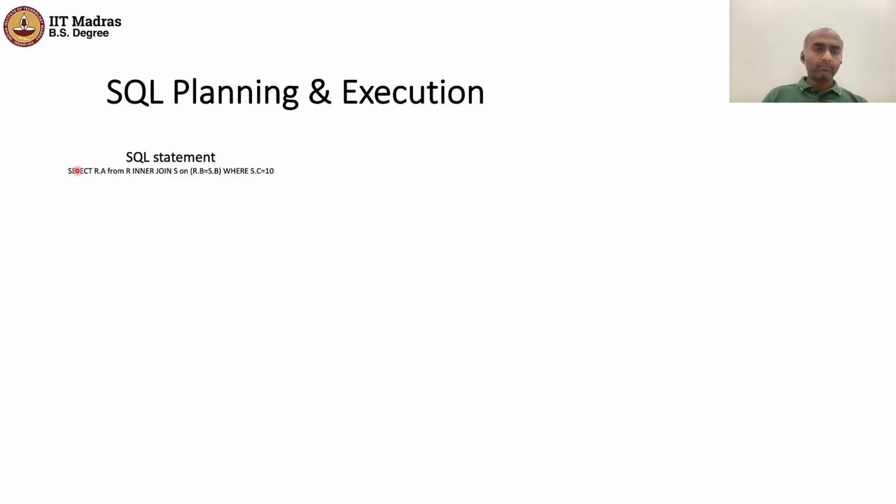If you break down a typical SQL statement, it looks like this. Select r.a from r join s on the column values being the same, r.b equals s.b, where s.c equals 10, right? So that's your SQL statement. How does a typical SQL engine go about planning for this?